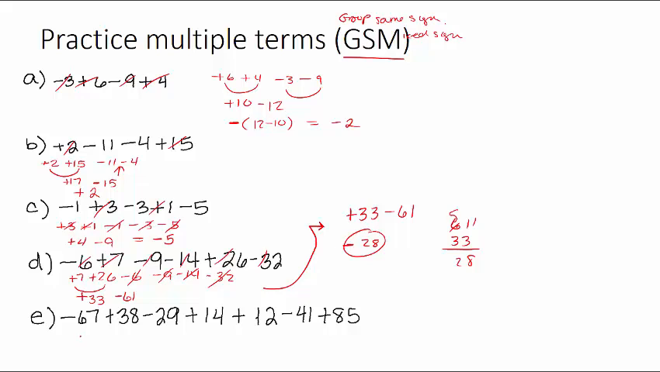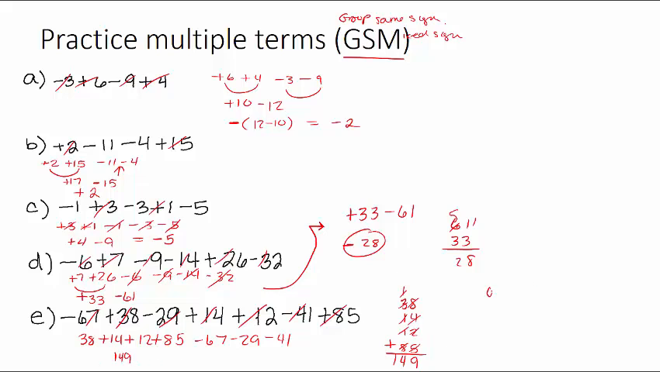All right, and for E, we have positive 38, positive 14, positive 12, and positive 85. We have negative 67, negative 29, and negative 41. So let's add all of our positives together. So we're doing 38, 14, 12, and 85. So we have 10, 15, 19, 10, 13, 14. So we have 149 positives.